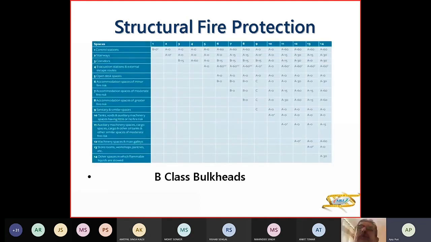So here you have similarly the table made. B15 is corridors connected with accommodation space of moderate fire risk, so that's B15. Similarly, B0 is accommodation spaces connected with accommodation space of greater fire risk. So similarly, your bulkheads are given.